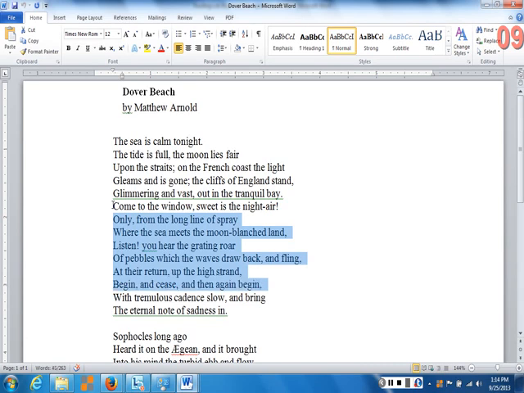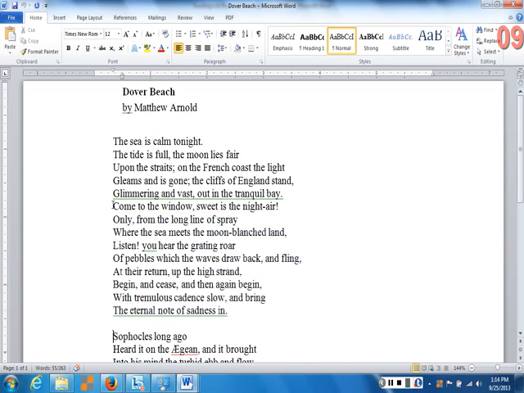Now he continues with the sound: "Begin, and cease, and then again begin, with tremulous cadence slow, and bring the eternal note of sadness in." Oh, cadence. Tremulous cadence. He is comparing the sound of the waves to cadences in music, the rhythms of music, and they are tremulous. That is, they are trembling in some way.